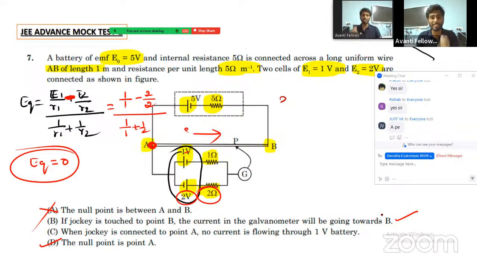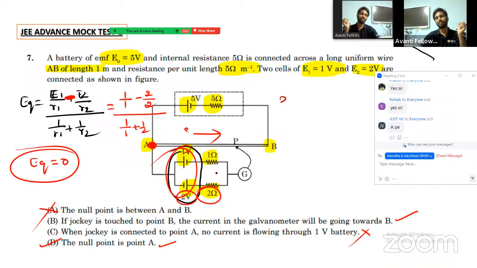Third option, when jockey is connected to point A, no current is flowing through the 1 volt battery. 1 वोल्ट बैटरी में करंट क्यों नहीं फ्लो होगा? एक्चुअली ये पॉइंट इधर रखने से 2 वोल्ट बैटरी से करंट फ्लो होता है 1 वोल्ट बैटरी के अंदर, है ना? The net current will be flowing through the 1 volt battery, there is no doubt. क्लियर? There is a potential difference, जीरो है इधर, पूरा का पूरा जीरो है कॉम्बिनेशन, ऊपर वाला बैटरी से इधर करंट फ्लो होता है. Okay, so option C is wrong, hence option B and option D are right.